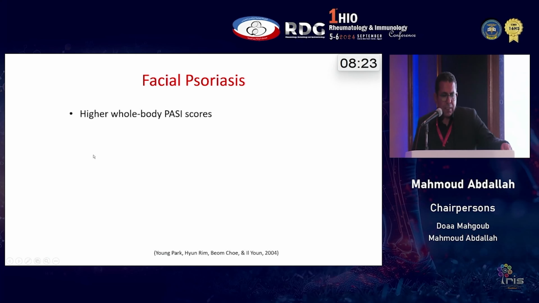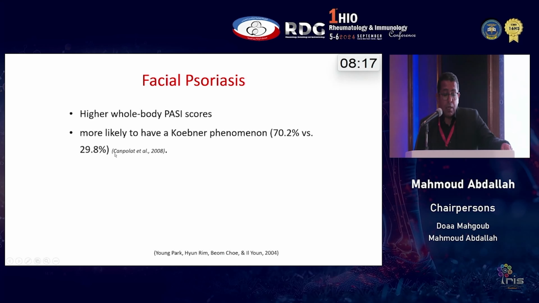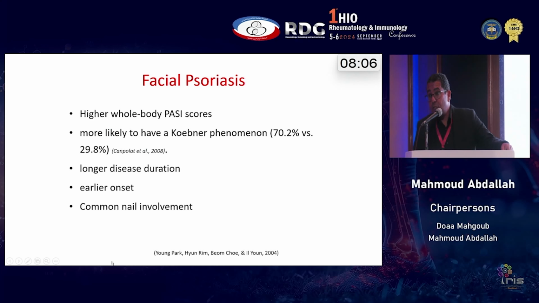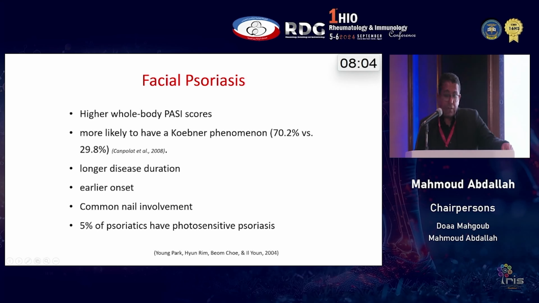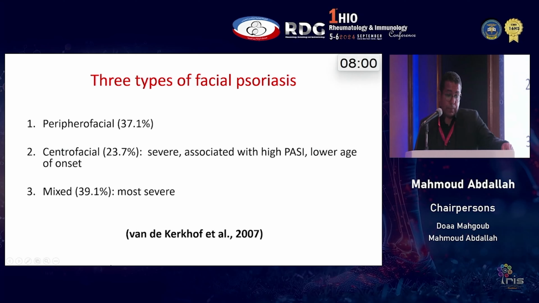Moving to the face, facial psoriasis is associated with higher whole body PASI scores. They are more likely to have Koebner phenomena, more likely to have a longer disease duration, earlier onset of disease, commonly associated with nail involvement, and 5% of psoriatic patients will have photosensitive psoriasis.